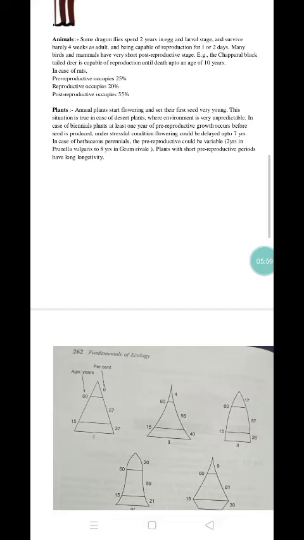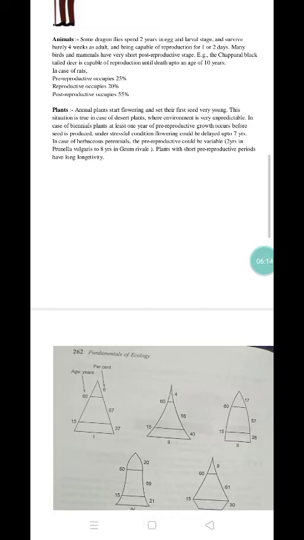In case of plant species, we find that the annual plants start flowering, and their first seedling flowering happens at a very early age. This happens particularly in the desert, where the environment is very unfavorable and very unpredictable.